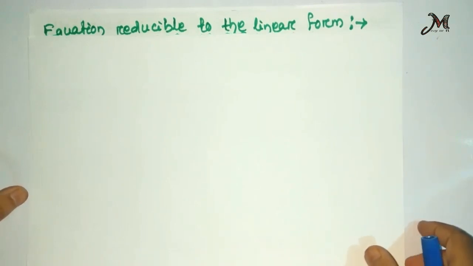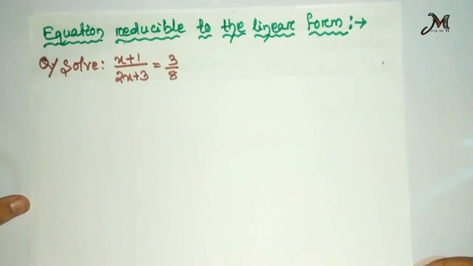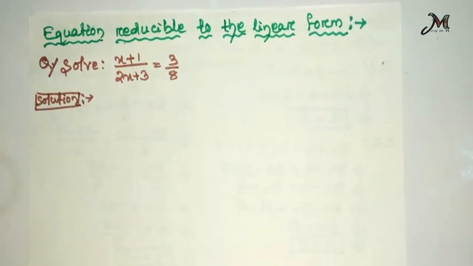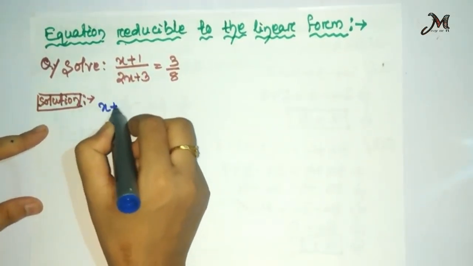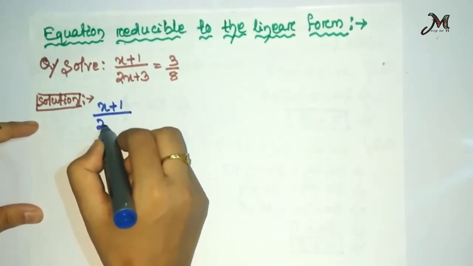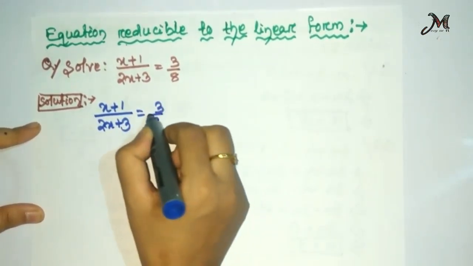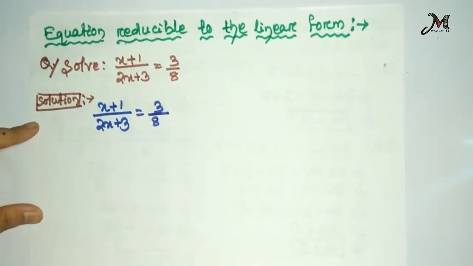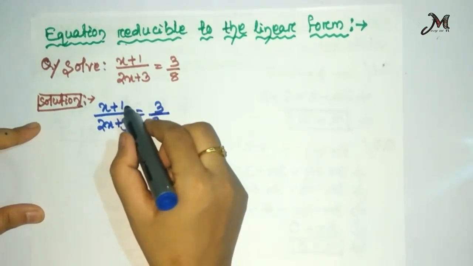Now we'll see how to reduce an equation to its linear form. Okay. First, take an example of an equation. Suppose the equation is x plus 1 divided by 2x plus 3 is equal to 3 by 8. Now we'll solve this equation. Okay. What is given? x plus 1 divided by 2x plus 3 is equal to 3 by 8. So what we will do? We'll just cross multiply these terms.